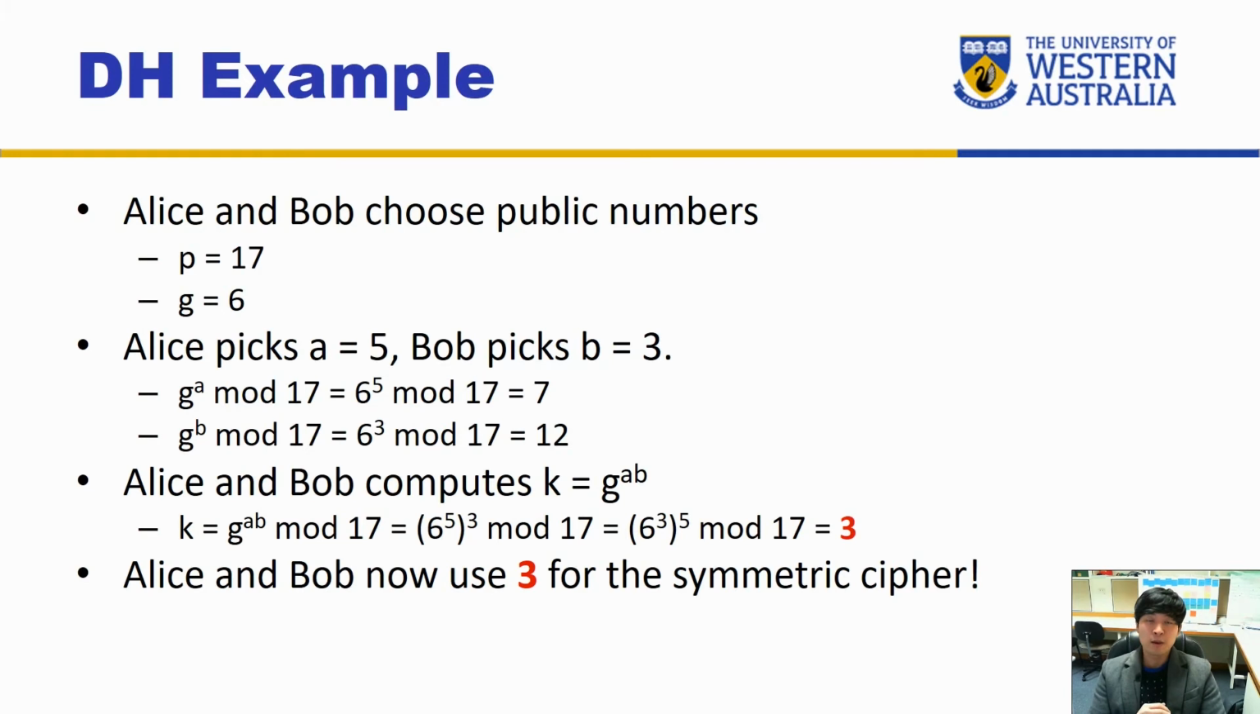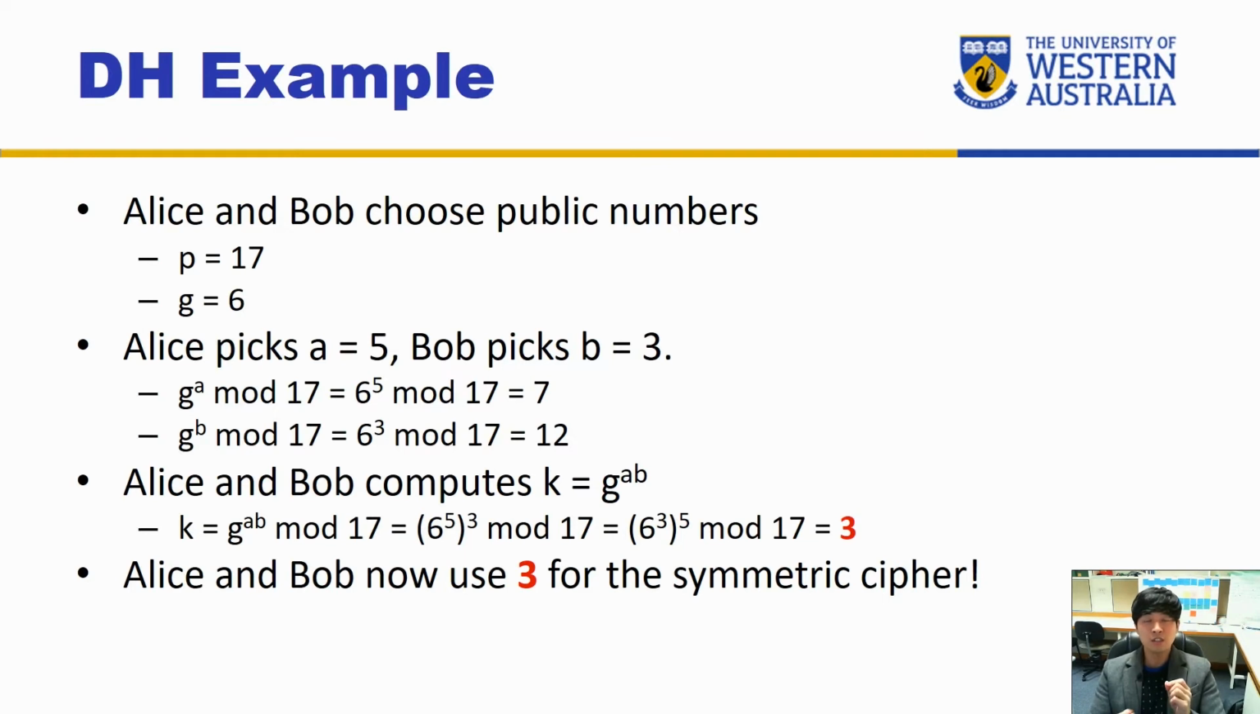Alice and Bob choose public numbers. So for example, we're going to use small values. P is 17, G is 6. Okay, so you can easily tell that they are relatively prime. Alice picks A equals 5, Bob picks B equals 3. And at this point, these numbers can be any number. It doesn't even have to be prime numbers. G to the power of A mod 17 is equivalent to 6 to the power of 5. So that's the generator to the power of Alice's secret key A. This produces 7. Similarly, for Bob, it produces 12.